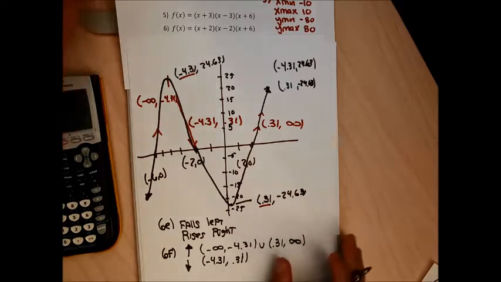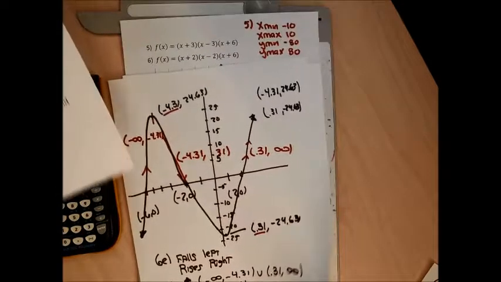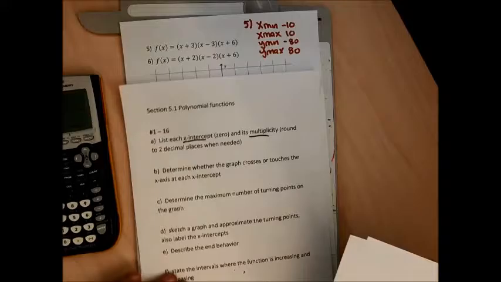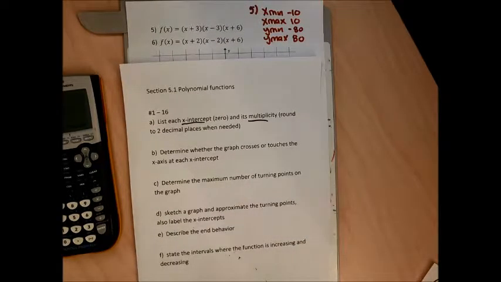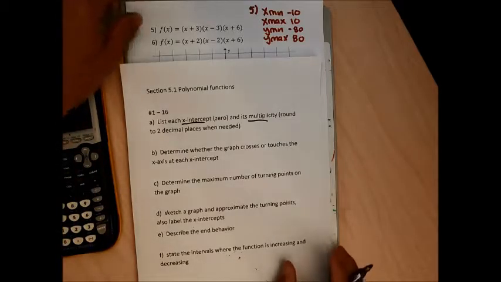Alright, so you have problem 6 or 5 to deal with. With the window that I suggested, you have to do all the parts. Find the x-intercepts, the multiplicity, state whether the graph crosses or touches, the maximum number of turning points, sketch a graph, do the end behavior and the intervals where the function is increasing and decreasing.